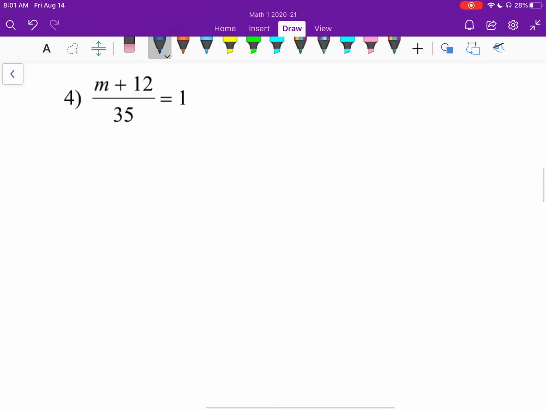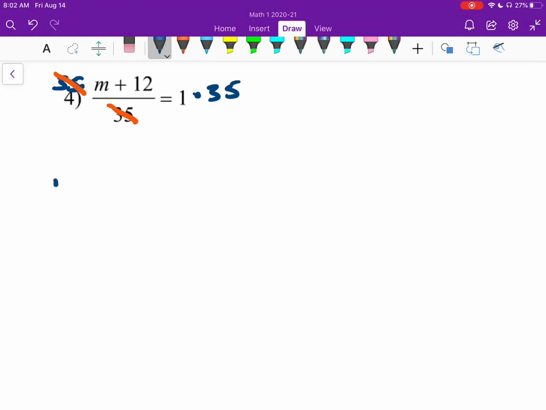Number 4. Number 4 is kind of like number 1, where in number 1 they were trapped in the parentheses. Here they're trapped by this fraction bar, right? And the first thing we have to do is get rid of that fraction bar. The way that we get rid of that fraction bar is we multiply everything by 35, right? The reason I chose 35 is because that's what's in our denominator. So this 35 and this 35 cancel. Now we don't have a fraction anymore.